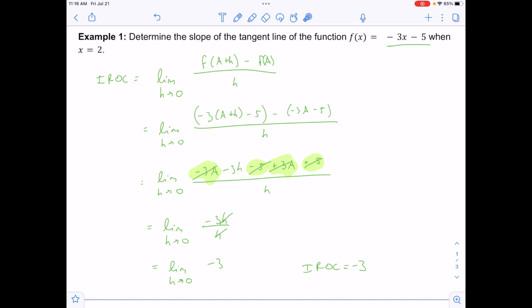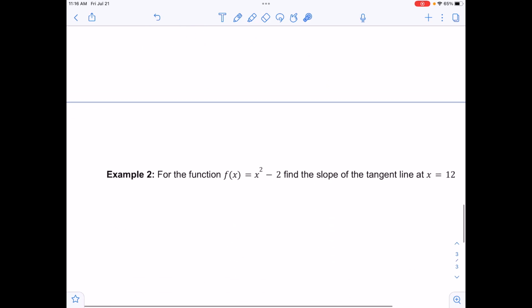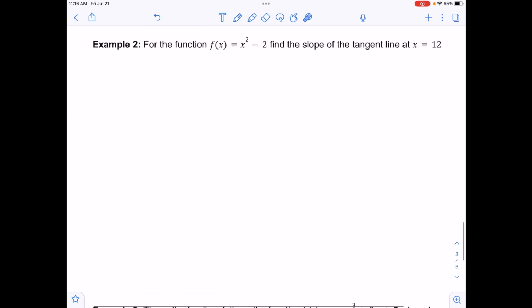Okay, let's do another one with a bit of a higher degree. For the function f of x is equal to x squared minus 2, find the slope of the tangent line at x is equal to 12. I'm going to do the exact same thing. I'm going to start off by saying my instantaneous rate of change is the limit as h approaches 0 of f of x plus h minus f of x, divided by h. Limit, h approaches 0.